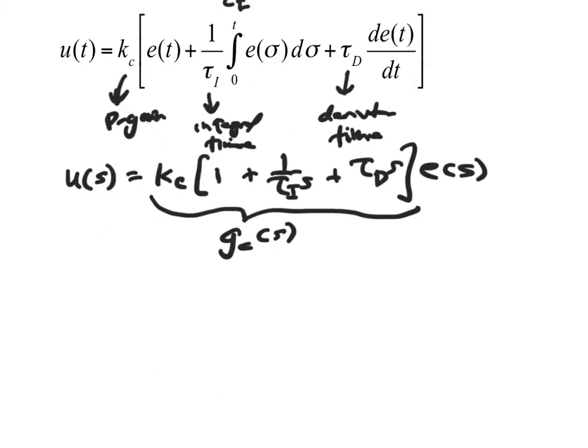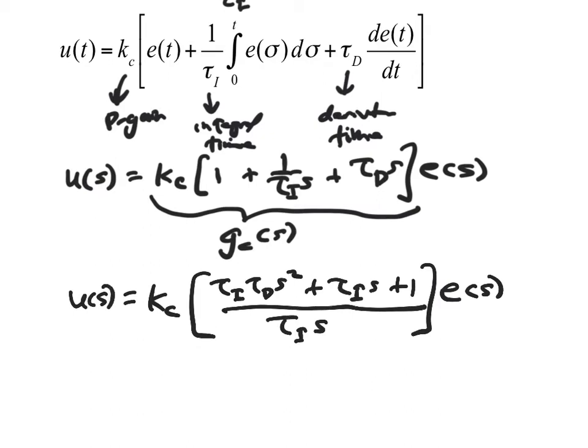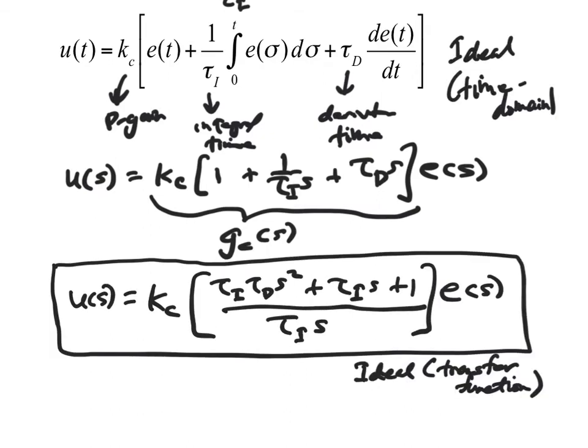And we usually see this written using the notion of a common denominator. So let's rewrite that as the numerator is tau I tau D s squared plus tau I s plus 1, all divided by tau I s. So we can think of this as the ideal PID controller transfer function, and similarly up above we've written the form of the ideal PID in the time domain.